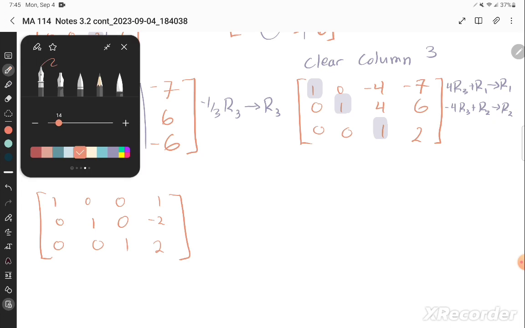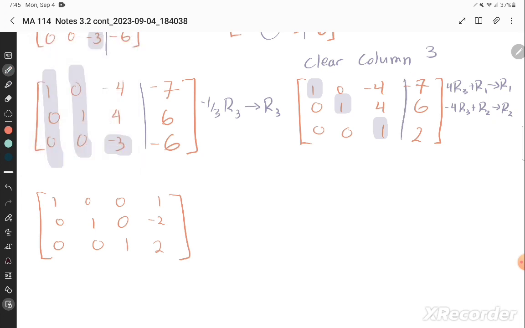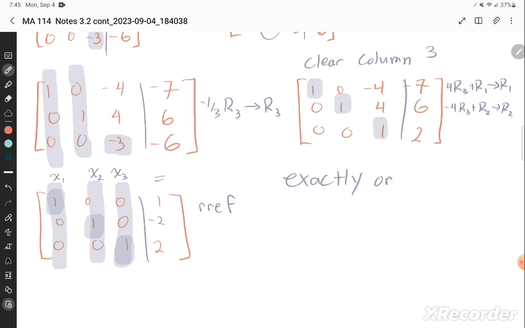And then this is now in row reduced echelon form. I've got cleared columns and leading entries which are all 1. So I'm done here. And remember that this represents x1, x2, x3. This is what they're equal to. Since I've got 1s all across the board and 0s everywhere else, I have exactly 1 solution.